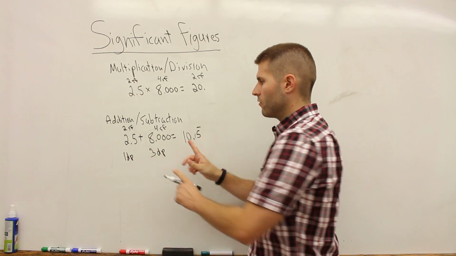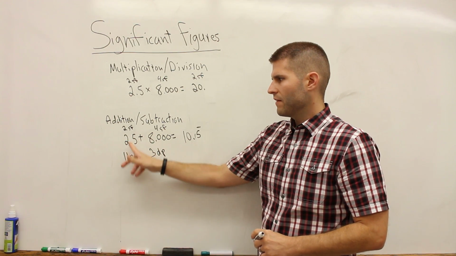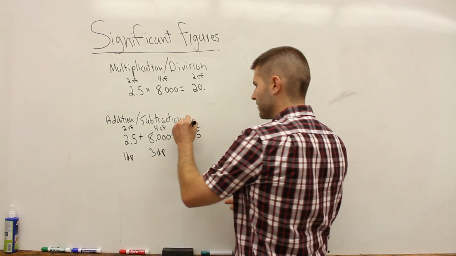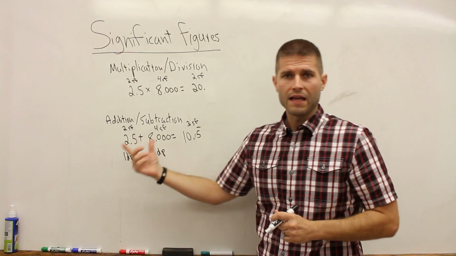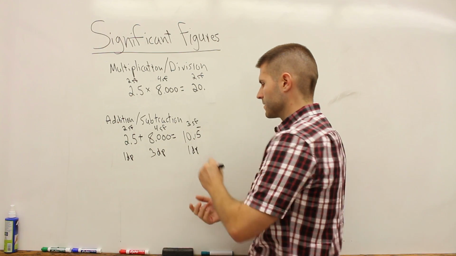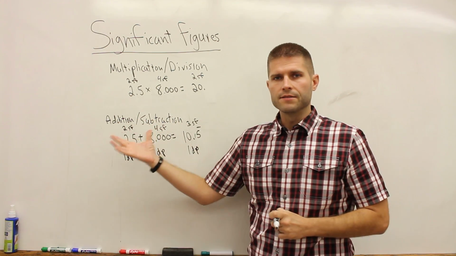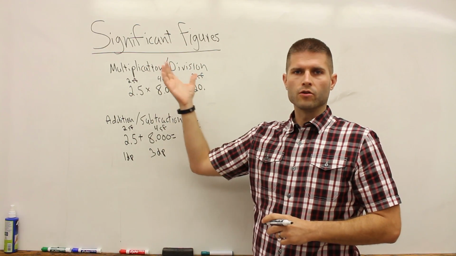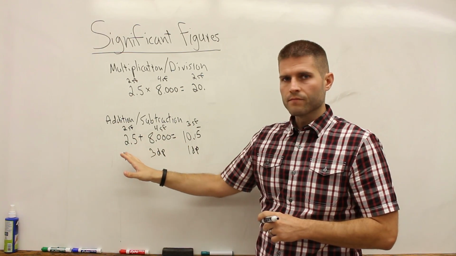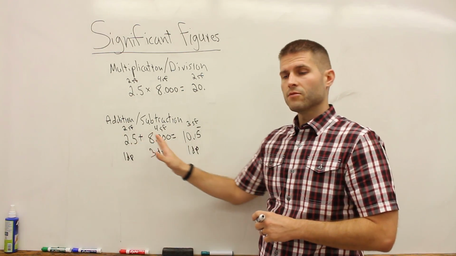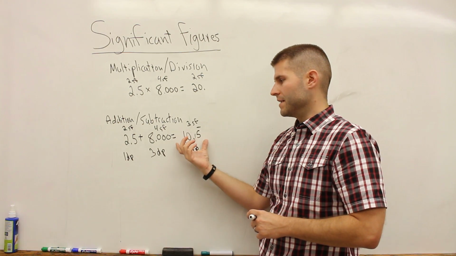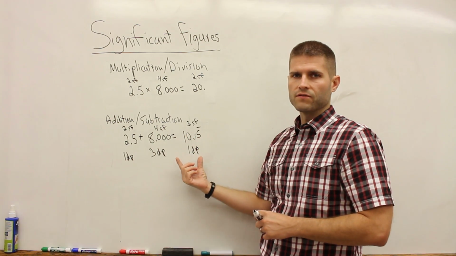Now, you may notice the 2.5 had two significant figures, the 8.000 has four significant figures. Our final answer now has three significant figures. Doesn't match anything from the left, but that's okay because it has the correct number of decimal places. It has one decimal place. So the rule for addition and subtraction is different than the rule for multiplication and division. Whenever we do an addition or subtraction, we're looking at the number of decimal places, not the number of significant figures. We don't care what the final number of significant figures are at the end of an addition or subtraction. We only care about the number of decimal places.